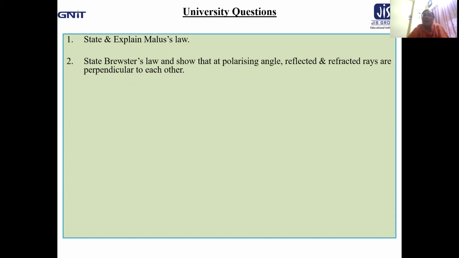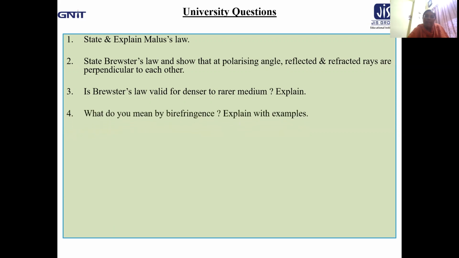State Brewster's law and show that at the polarizing angle, reflected and refracted rays are perpendicular to each other. Here also, you don't need any help from anyone because everything is discussed in great detail, and I hope all of you understood it. Next question: is Brewster's law valid for denser to rarer medium? Explain. Obviously, the answer is yes, and the statement changes to mu equal to cot p, which you will explain. Clear?